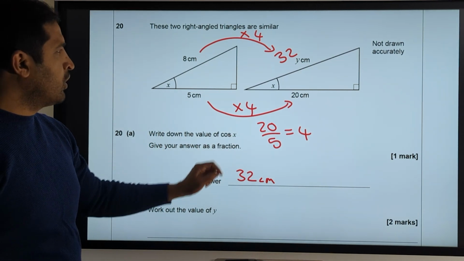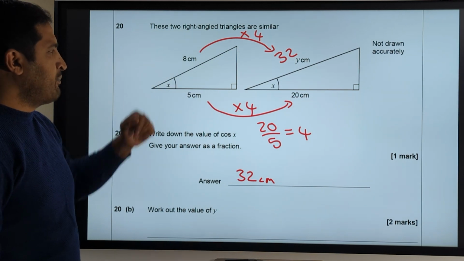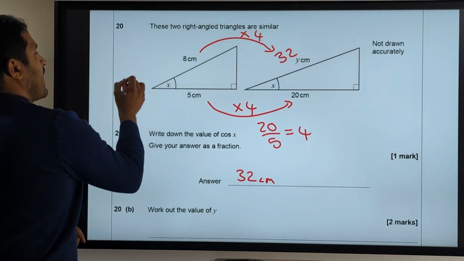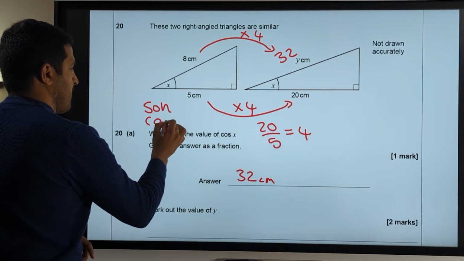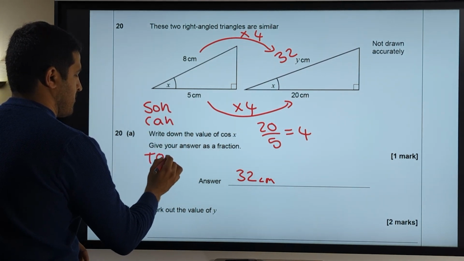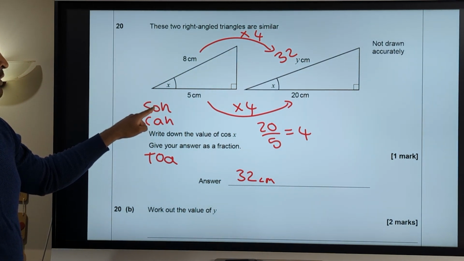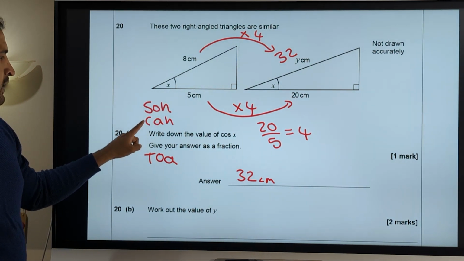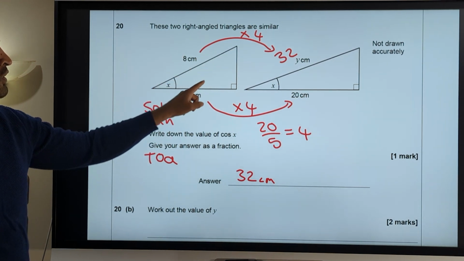Work out the value of cos x. So cos x is going to be adjacent over hypotenuse. This is one where you have to work out what SOH CAH TOA is. SOH means sine theta is equal to opposite over hypotenuse. CAH means cos theta is equal to adjacent over hypotenuse, and that's what we're going to be using.